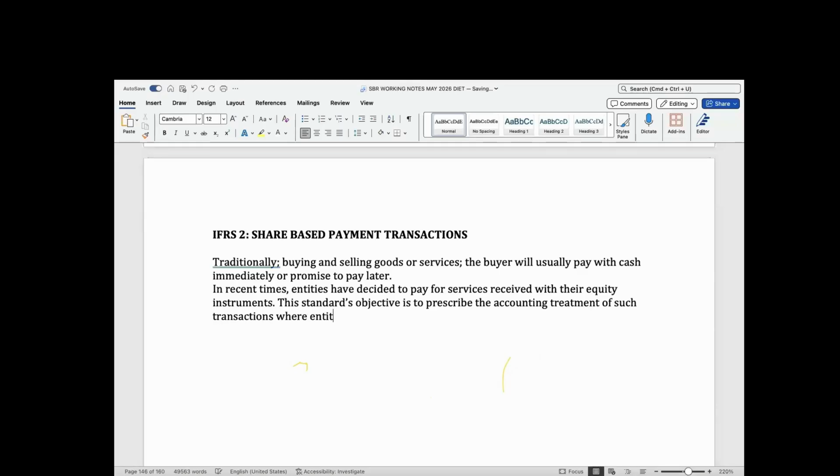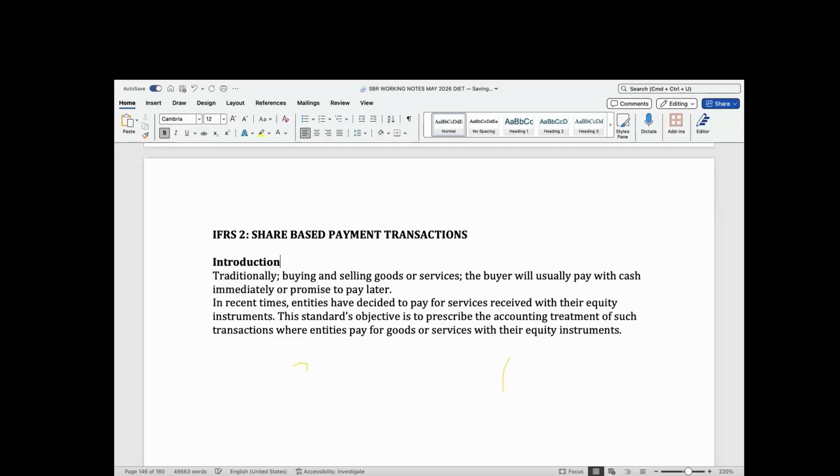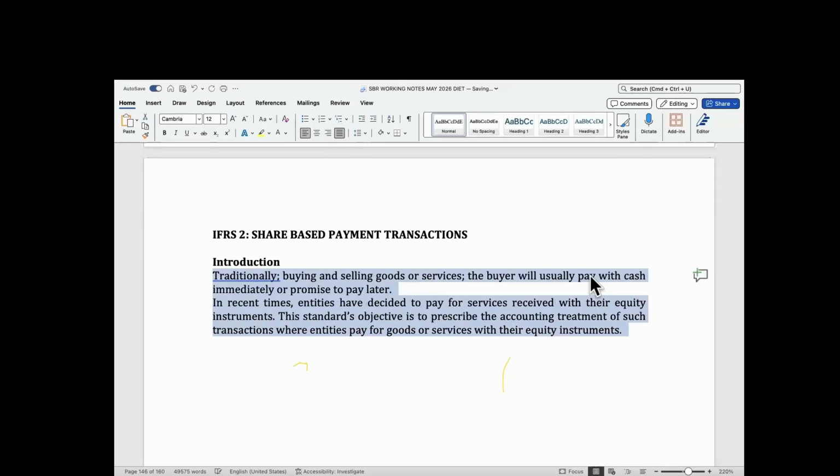where entities pay for goods or services with their equity instrument. And that's what we want to look at today. How we account for transactions where the buyer pays for goods or services with their equity instruments.